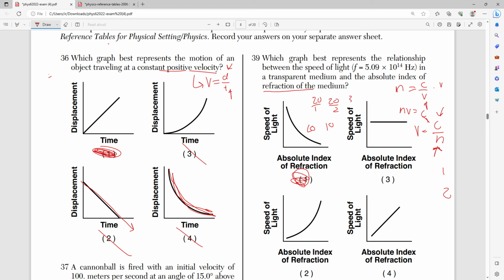So what I'm trying to get at is when you put this in terms of the speed of light, or the velocity of light in the medium, it's going to equal the speed of light divided by the index of refraction. And as the index of refraction increases, the speed of light has to decrease because it's in the denominator. That's all.